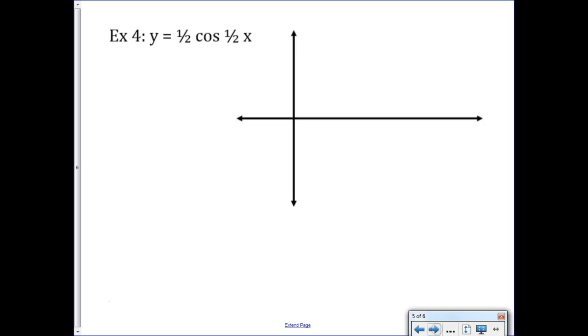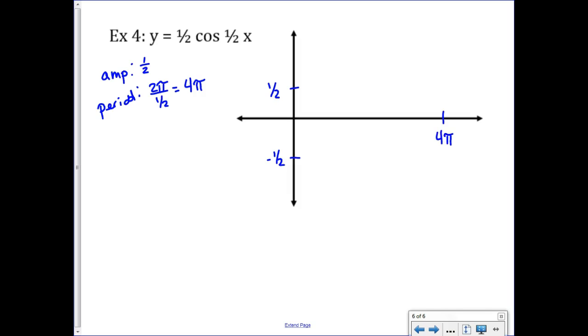All right, so let's try another one. Now we have a cosine graph. So amplitude here is going to be 1/2. And then period is 2 pi over 1/2. 2 pi divided by 1/2 is the same as 2 pi times 2, so we get 4 pi as our period. So that means I'm going to go up 1/2 and down to -1/2.